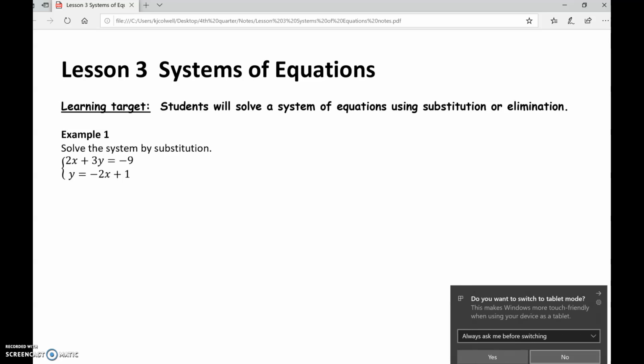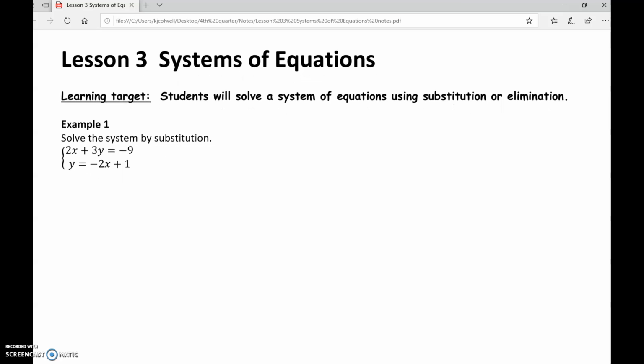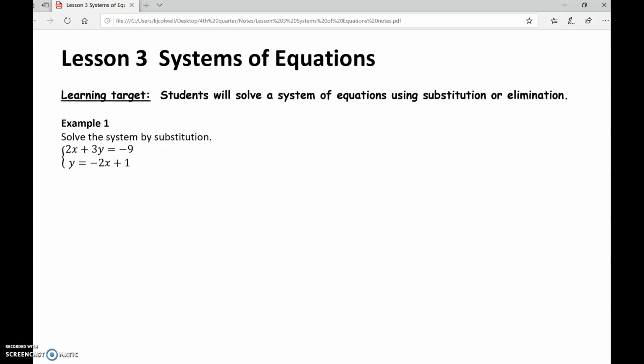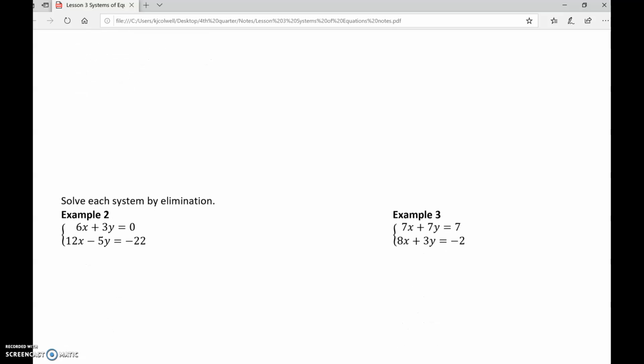Hey, welcome back. We're looking at lesson 3 today, systems of equations. And there's 3 ways we looked at doing this. One was graphing, which we're not going to look at today. We're going to focus on the algebraic way of solving a system, which is 2 methods, substitution and elimination.